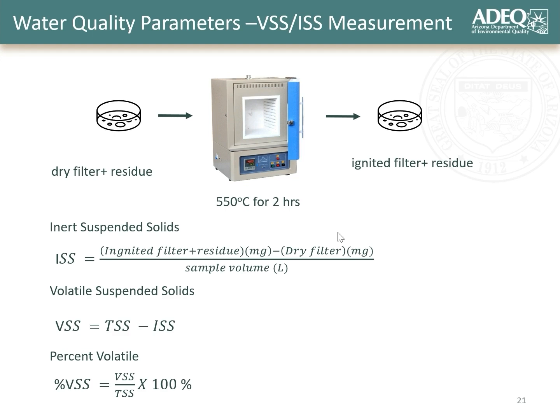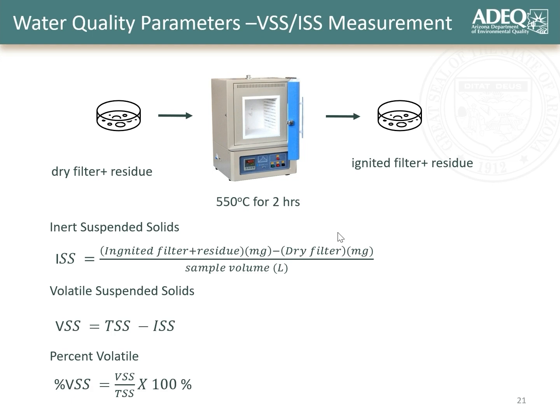To estimate the volatile suspended solids, which is your measurement of the organic content of the sample, you take the total suspended solids, subtract from it the inert suspended solids, and what's remaining is the organic fraction, and that tells you your volatile suspended solids. Another key parameter that facilities can measure is the percent volatile.